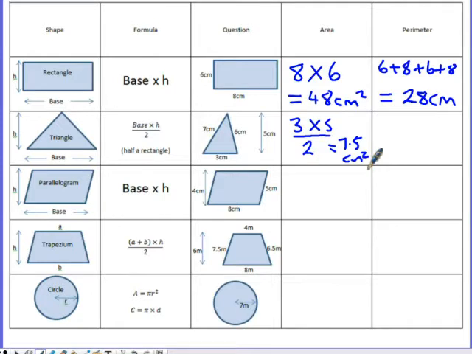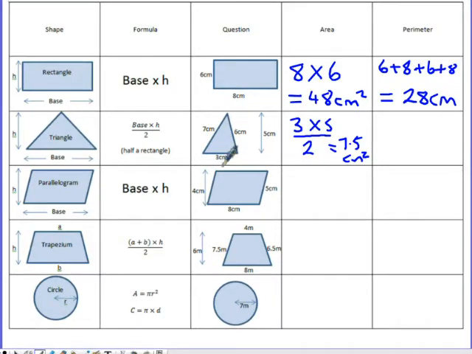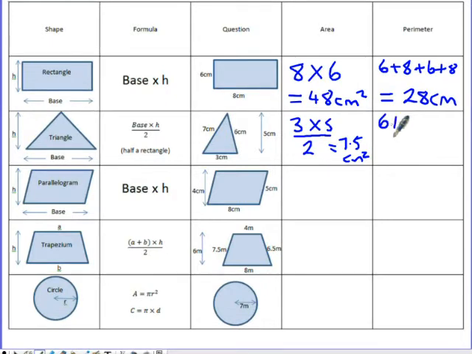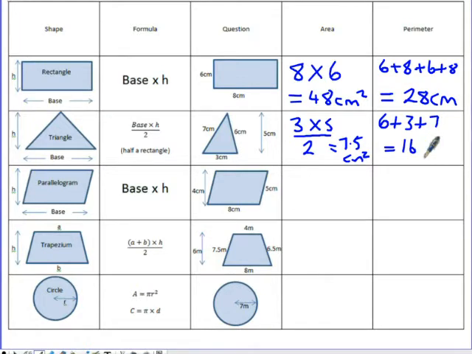The perimeter is the length around the shape. So this time we will use this slanty length, the 6, the 3 and the 7. If we add them together, we get 16, and don't forget the units are just centimeters.